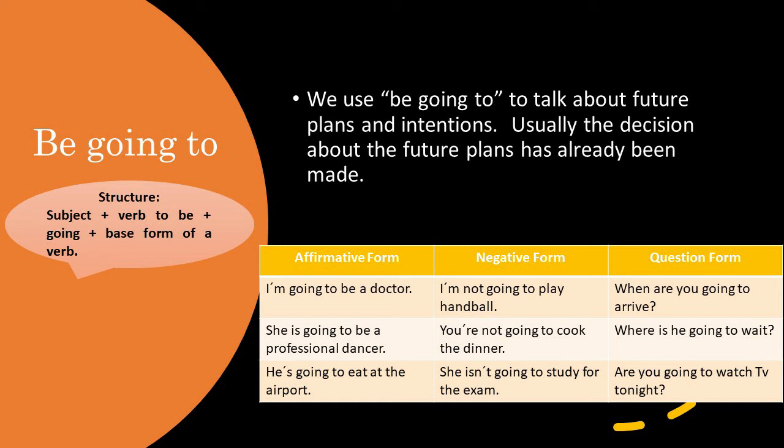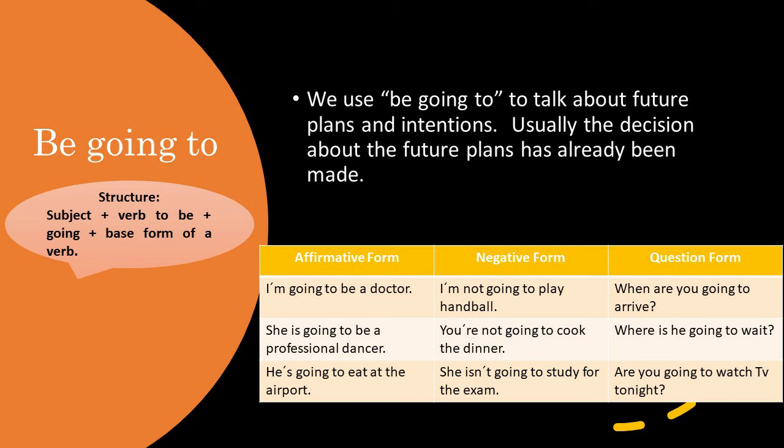Okay, for the negative form, we could use the next structure. So we have also the subject plus the verb to be. In this case, we could say not, or aren't, or isn't, right? Plus going to and the rest of the complement.